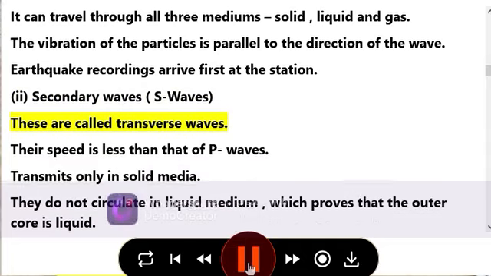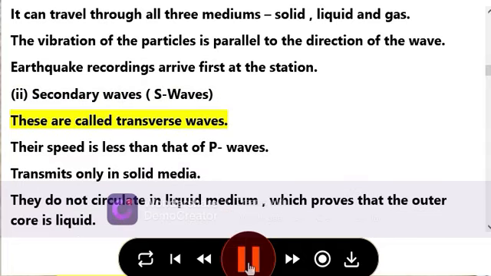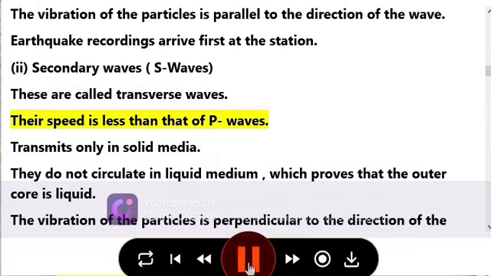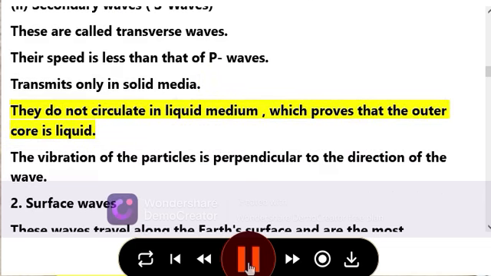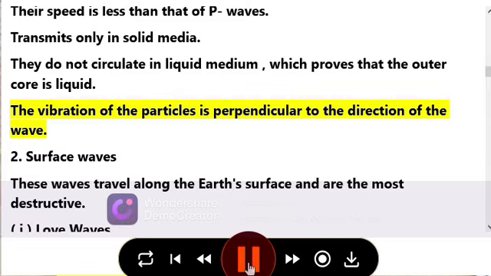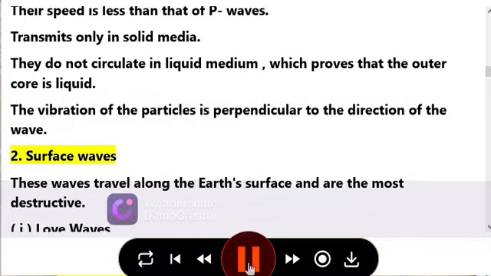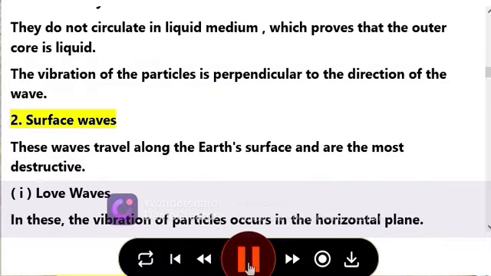2. Secondary waves, S waves. These are called transverse waves. Their speed is less than that of P waves. They transmit only in solid media. They do not travel in a liquid medium, which proves that the outer core is liquid. The vibration of the particles is perpendicular to the direction of the wave.